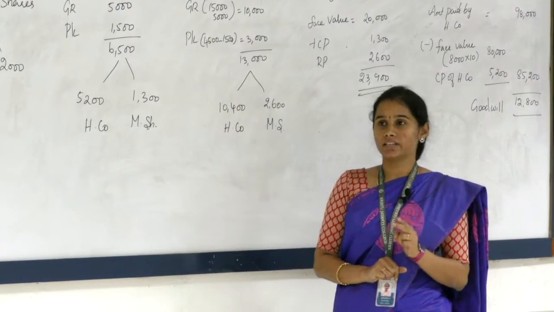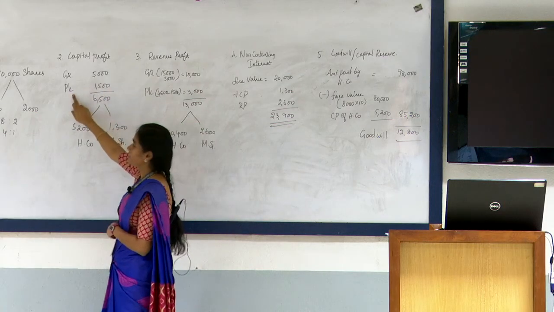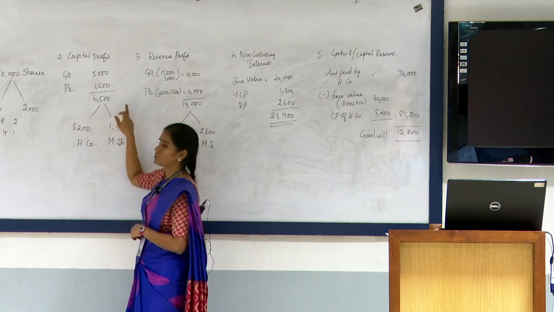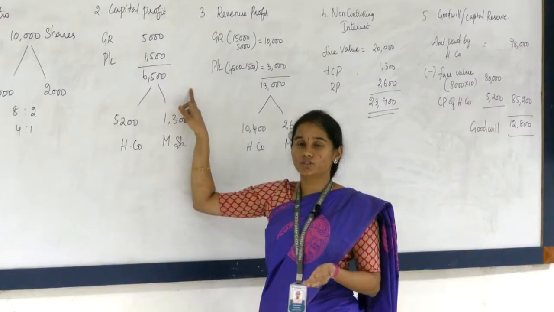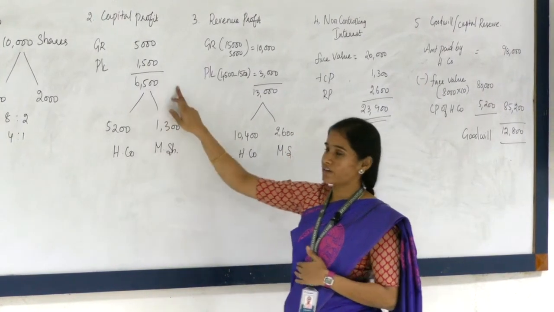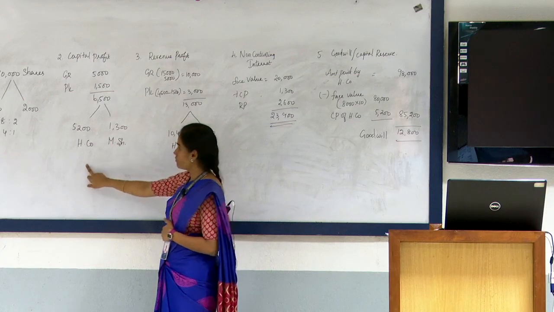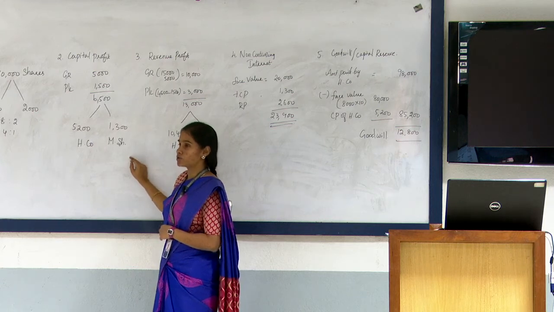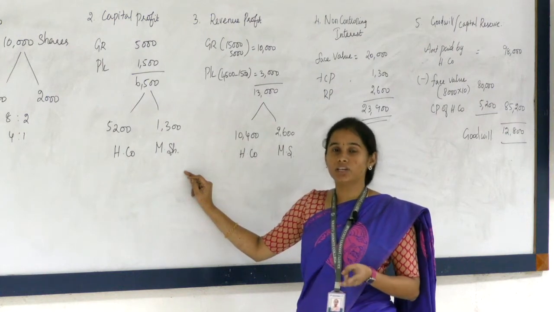So, the second step is capital profit. The general reserve was 5,000. Profit and loss account is 1,500. So, total profit will be 6,500. Now, the profit earned by the subsidiary company has to be distributed to the shareholders in the ratio of 4:1. So, from 6,500, 4/5, that is 5,200, will be given to the holding company and 1,300 rupees will be given to minority shareholders. So, we have ascertained the capital profit and it is also distributed to the shareholders.